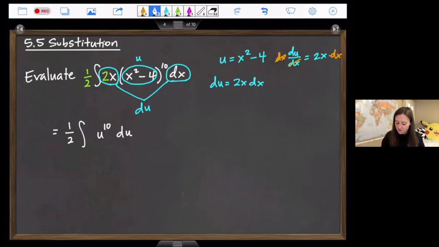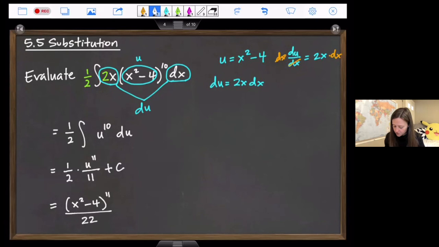Find our antiderivative. The 1/2 goes along for the ride. U to the 10th, we know we just add 1 to the exponent, divide by the new exponent. Add our plus c. Let's multiply those denominators to get a 22. And let's plug back in our u. So we're going to say instead of u to the 11th, it's x squared minus 4 to the 11th. And then on the bottom, we'll have a 22 plus c.